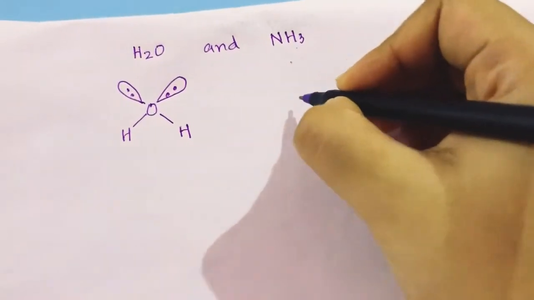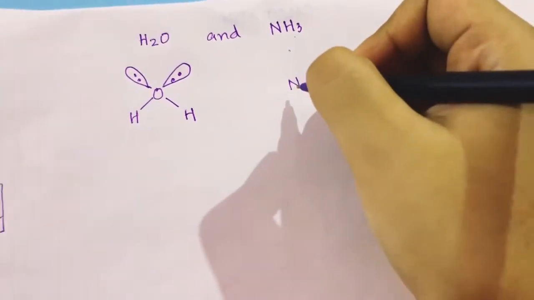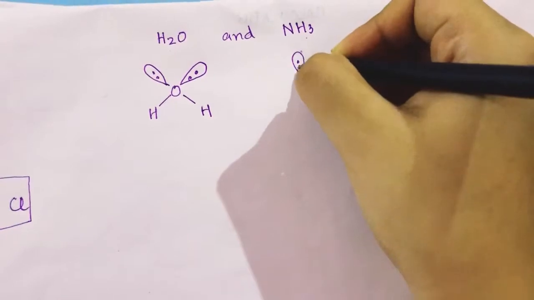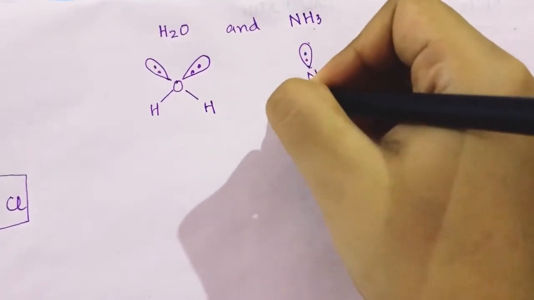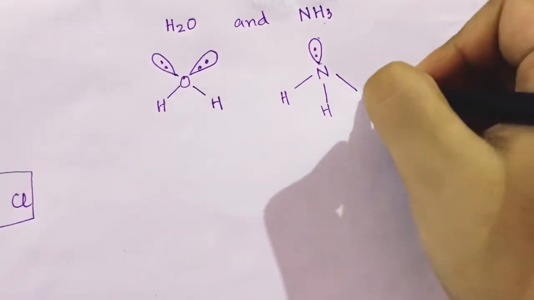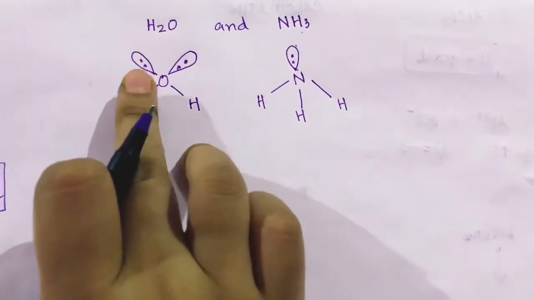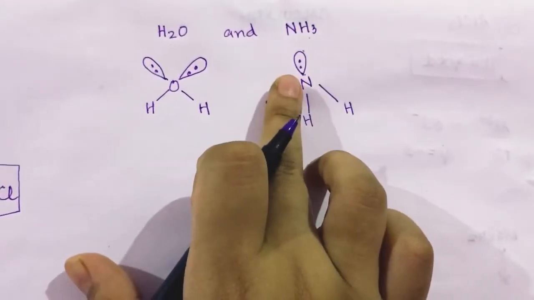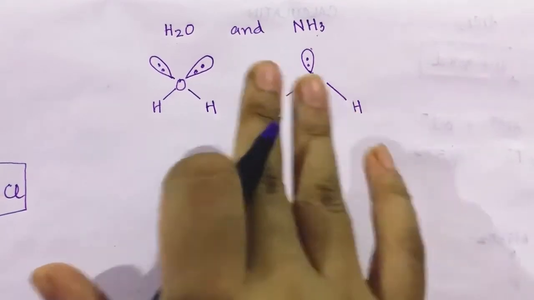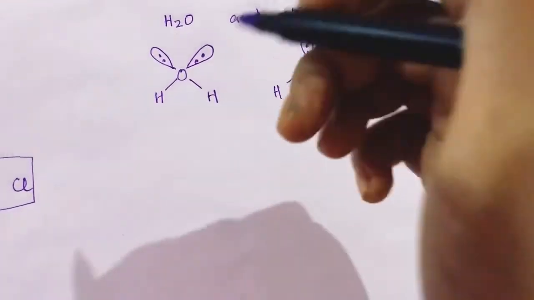Then this is the structure for ammonia with one lone pair in nitrogen. Okay, so here we can see there are two lone pairs in oxygen and one lone pair in nitrogen. Let's try to find out the dipole moment in each of the compounds individually.